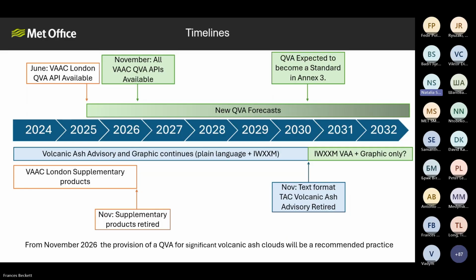There will be a phased transition across the VACs as we move towards QVA, and this is our suggested current timeline. From November 2025, the provision of QVA for significant volcanic ash clouds will be a recommended practice for those VACs able to do so. And from 2026, it will be a recommended practice, and it's expected to become a standard by 2030. At the London VAC, we hope to be able to make QVA data available to you from June of next year so that users can become familiar with it. But please rest assured, we will still be generating the volcanic ash advisory and graphics, your traditional products, during this transition.